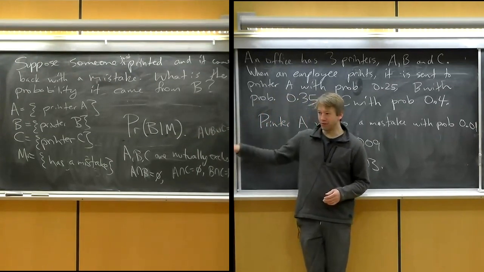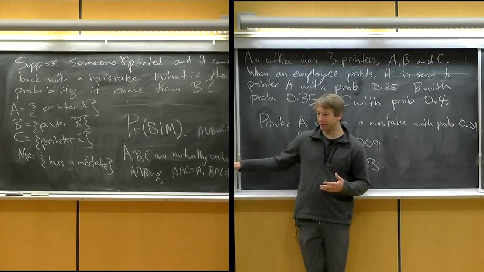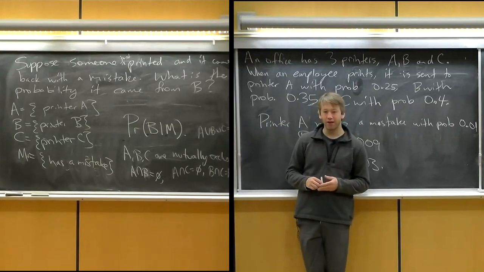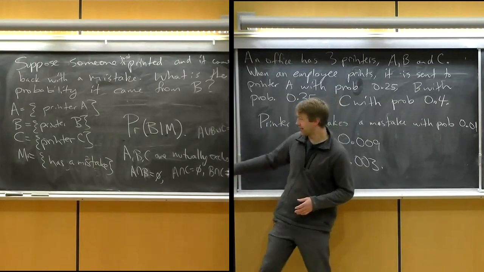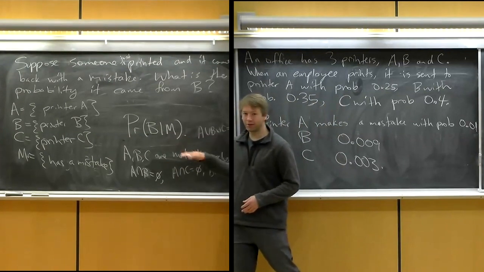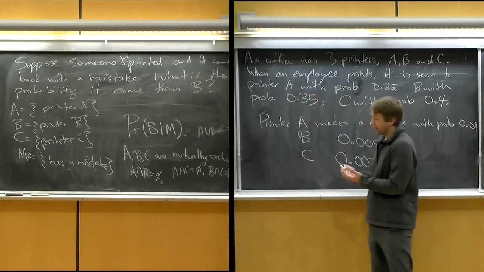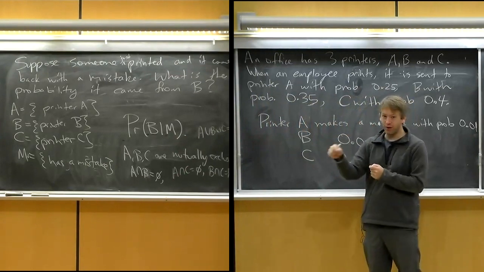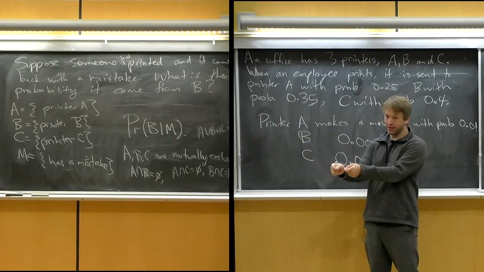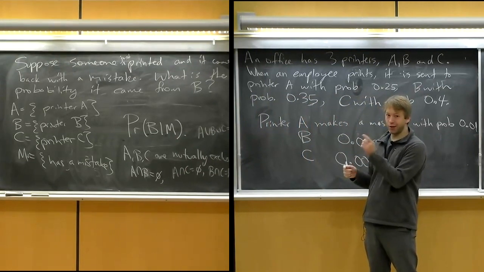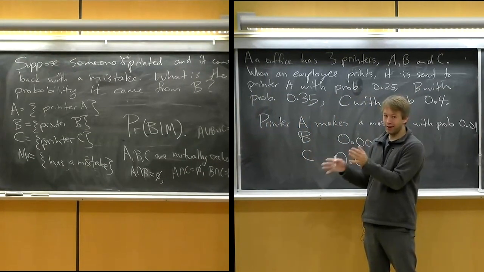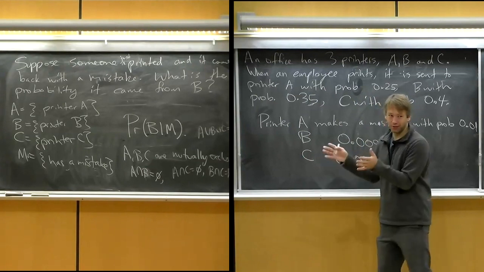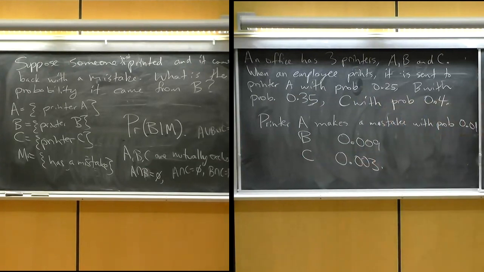I'm mostly just going through this because I'm trying to remind you what mutually exclusive means. When you're doing a problem like this, you don't necessarily have to write all this in your solution. But it is important: when you hit print, that job goes to exactly one printer. It doesn't go to two of them. It never goes to none of them. It goes to A or B or C, and no combination. So that means we're allowed to apply this formula.